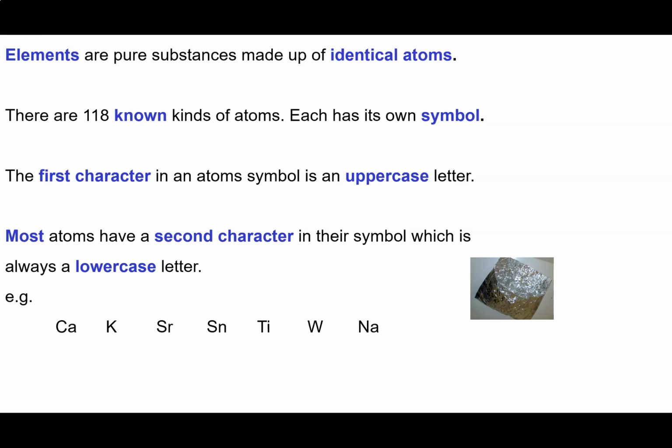The first character in an atom's symbol is always an uppercase letter, and it's important to get that correct. Most of the atoms on the periodic table also have a second character in their symbol, and that always has a lowercase. Now, you want to be careful with this whole case business, and sometimes our writing needs to be modified slightly to make things clear. So a good example of this is if I write uppercase C, lowercase o, that is the element cobalt.